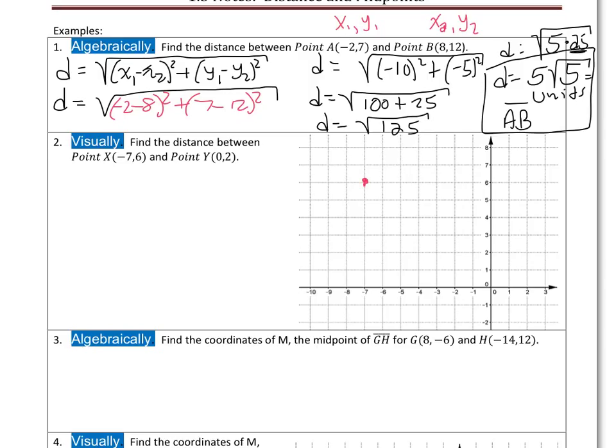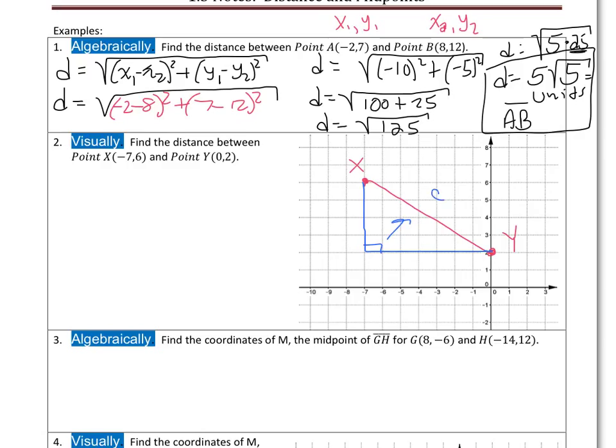And I'm going to graph that point, and I'm going to label it. And I've got point Y at (0, 2). And I'm going to label that. So we're trying to find this segment length, and as we practiced before, we're just going to create a right triangle, making that segment the hypotenuse, right?